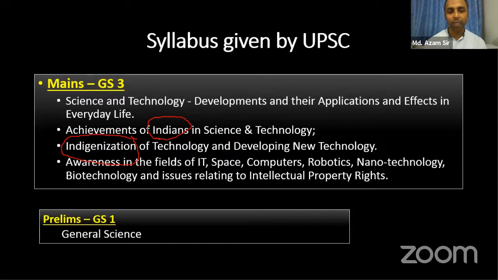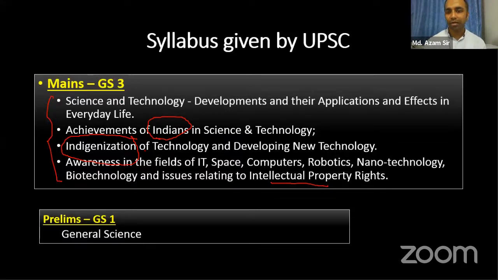See, most of the technology that India had was imported. You can consider, for example, the various defense technology or the nuclear technology. But with the advancement of technology and of research and development in India, most of this technology is being indigenized. Next is awareness in the field of IT, space, computers, robotics, nanotechnology, biotechnology, and issues related to intellectual property rights. So this is, in a nutshell, the syllabus given by the UPSC. We'll try to elaborate on this syllabus in a little more detail.